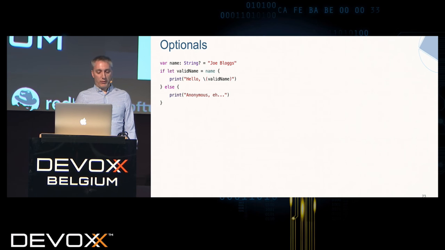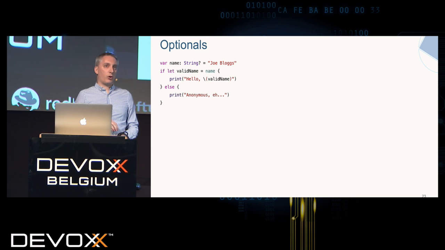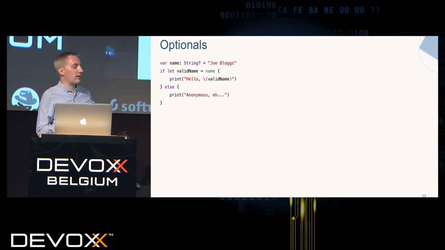So I said that object references can never be null, and that there was a feature to allow that to happen if you want it to happen. That feature is known as optionals, and it's one of the really interesting features of the language. There was an optional type introduced into Java in Java 8, but that was bolted onto the side as a new package. Optionals in Swift are a core feature of the language itself.